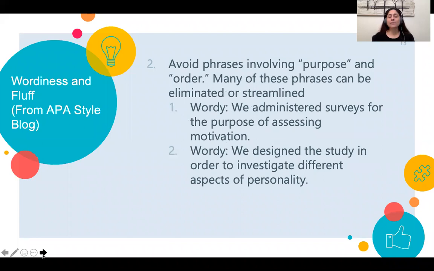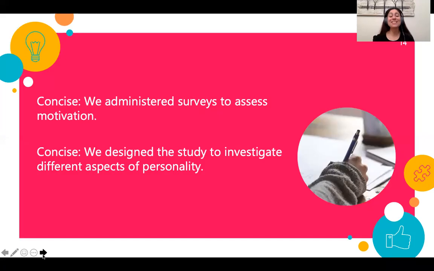All right. Another thing to avoid with fluffiness is phrases involving purpose and order. So for example, we administered surveys for the purpose of assessing motivation, or we designed the study in order to investigate different aspects of personality. I will say I use "in order to" way more than I should, so it's common, but this is better. We administered surveys to assess motivation, straight to the point. We designed the study to investigate different aspects of personality.